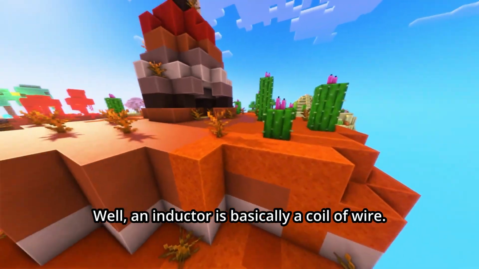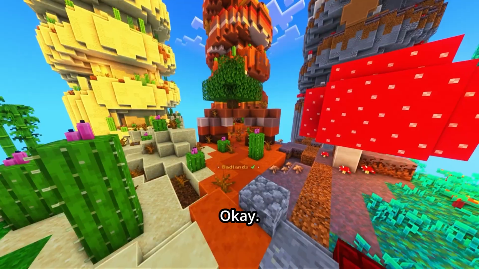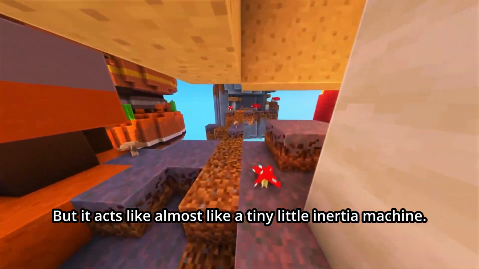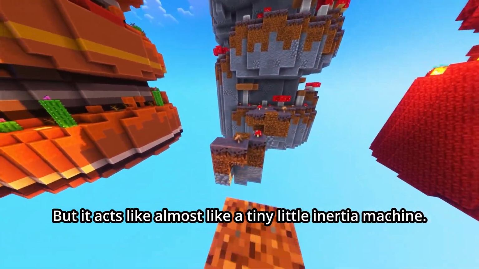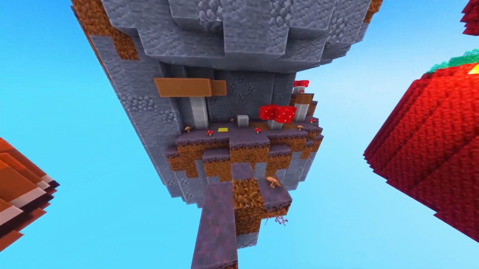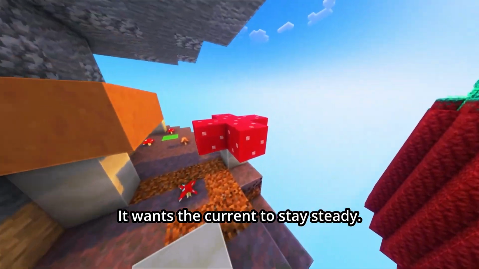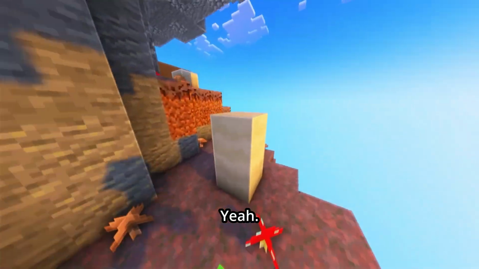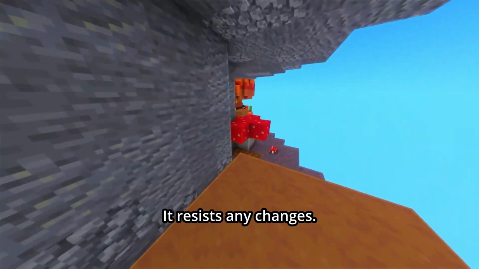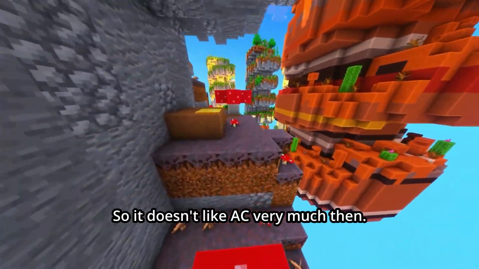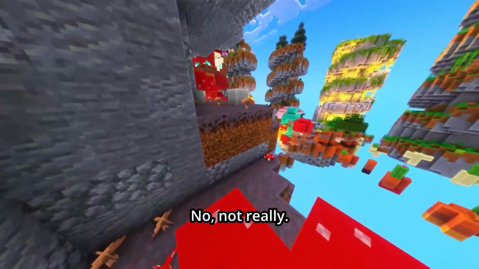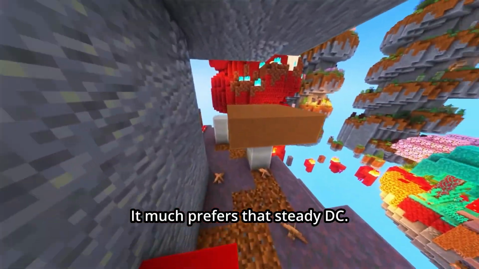Well, an inductor is basically a coil of wire, but it acts almost like a tiny little inertia machine. An inertia machine for electricity. It wants the current to stay steady. It resists any changes. So it doesn't like AC very much then? No, not really. It much prefers that steady DC.